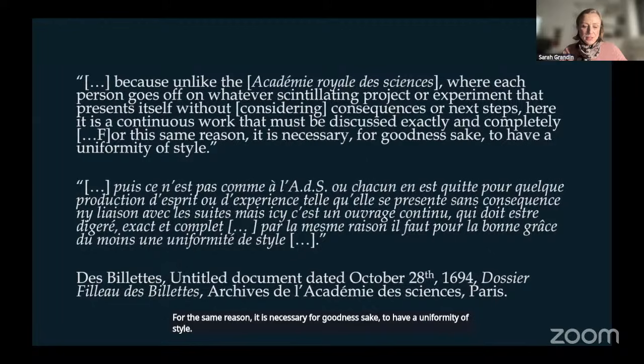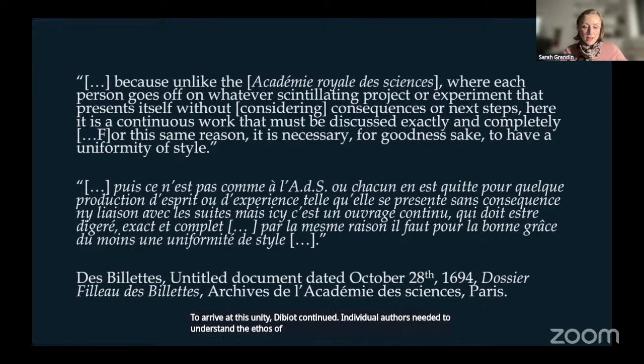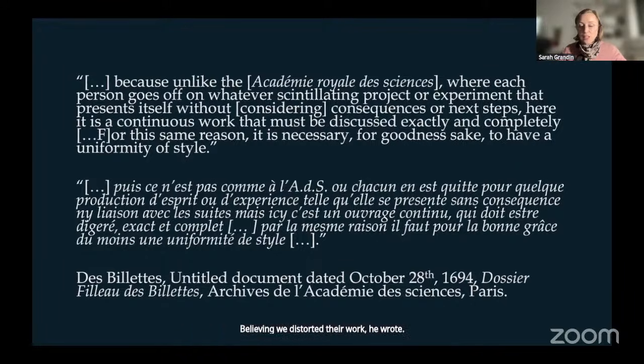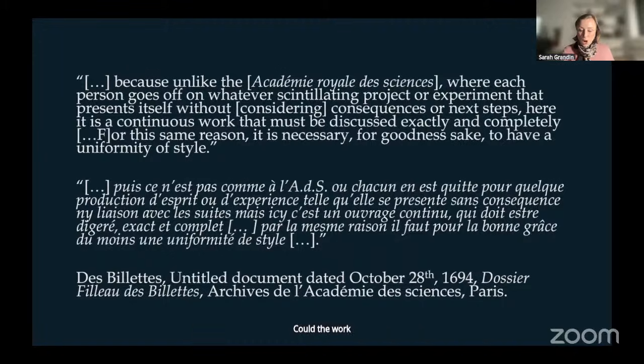To arrive at this unity, de Billette continued, individual authors needed to understand the ethos of the enterprise. Otherwise, one risked their great unhappiness, believing we distorted their work, he wrote. Only through consensus and by, I quote, correcting, redressing, and augmenting the author's texts could the work be, I quote, brought to perfection. Now, underlying de Billette's comments is the notion that uniformity was desirable and perfectible through the subordination of the self.